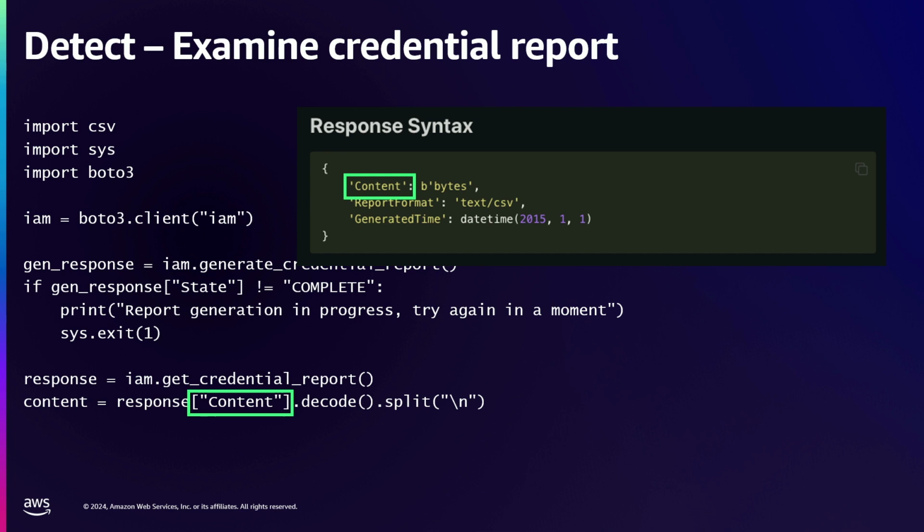First, we need to fetch the value of content out of the API response. Because we can see that this is bytes and we need to work with a string, we have to use Python's decode method, which turns bytes into a UTF-8 string, assuming it's all valid bytes, of course.